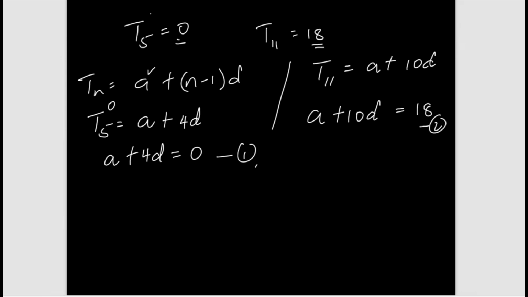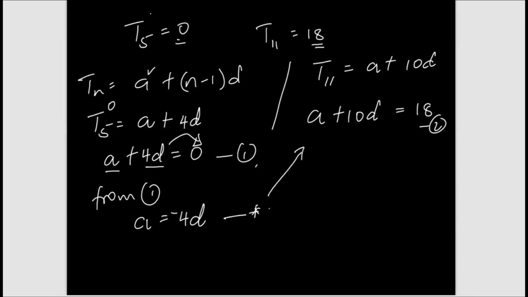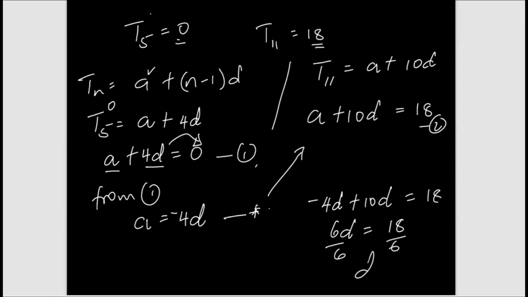Now I can choose to make A the subject and move 4D that side. So from equation 1, our A is going to be negative 4D. Transpose the 4D to that side. So call this equation 3, or equation star, which I need now to substitute into that. So it's going to be negative 4D plus a 10D is equal to 18. Negative 4D and 10D, that's going to give me 6D is equal to 18. Divide both sides by 6, which means D is a 3.